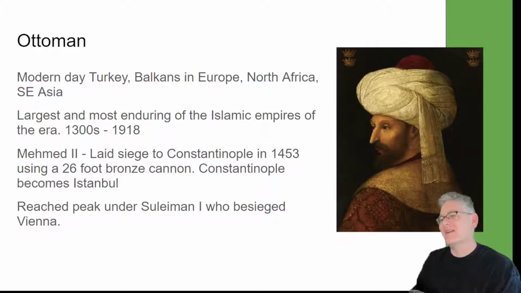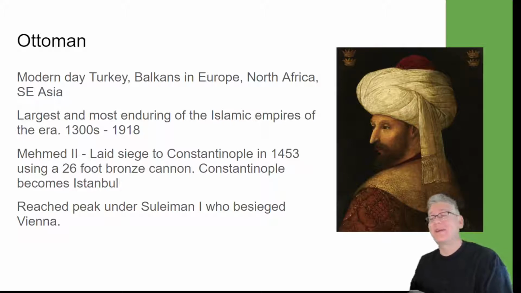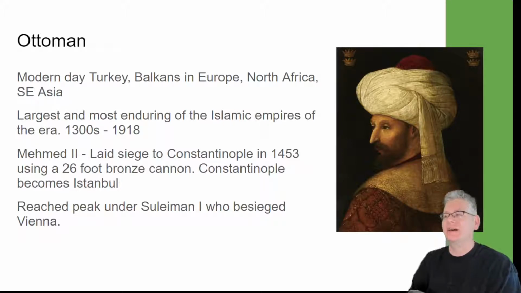The Ottomans here, modern-day Turkey, Balkans and Europe, North Africa, Southeast Asia. These dudes are everywhere, all throughout the Middle East and parts of Europe. It's the largest and most enduring of the Islamic empires of the era. I would say probably the largest and most enduring of almost any empires. This thing's around forever. Basically 600-something years, they are around until 1918, 1920 at the end of World War I.